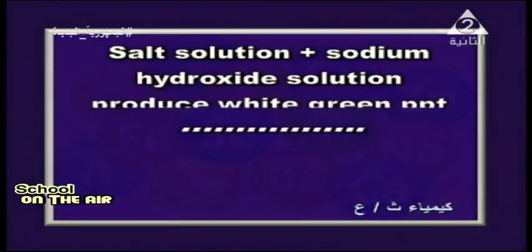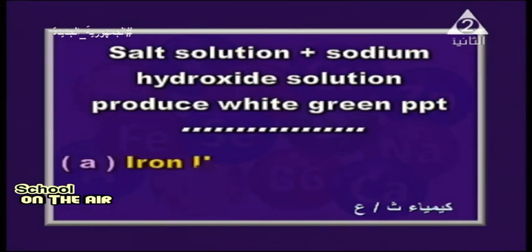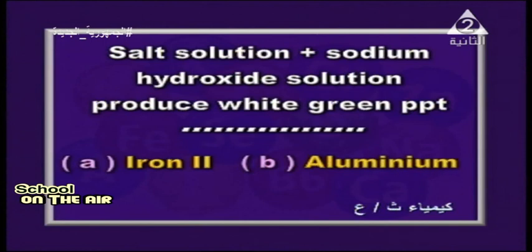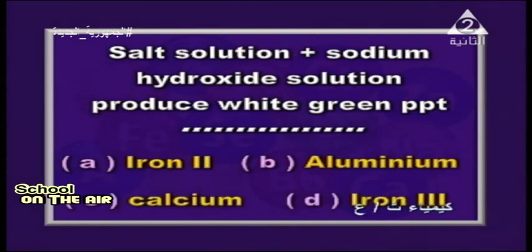Next point. Salt solution plus sodium hydroxide solution produces a white-green precipitate. Is it iron 2, aluminium, calcium, or iron 3? If you think about it, yes, it will be iron 2 cation.